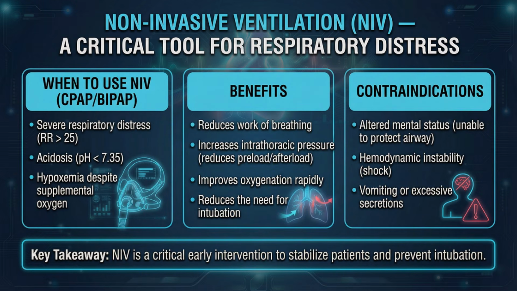For the patient in significant respiratory distress, non-invasive ventilation, or NIV, is a critical tool. This includes CPAP or BiPAP. The indications are clear: severe respiratory distress, acidosis, or hypoxemia despite high-flow oxygen. The benefits are immediate. Non-invasive ventilation reduces the work of breathing, and by increasing intrathoracic pressure, it effectively reduces both preload and afterload, which is a huge benefit in acute decompensated heart failure. It can rapidly improve oxygenation and often prevents the need for intubation.